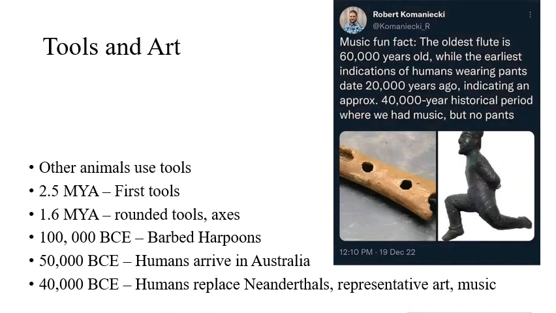Tool making is obviously a very important aspect of having a big brain and a big advantage of it, but art and culture are also very important. So we're going to talk about tools first, and then we'll move into art, because they're actually kind of connected.